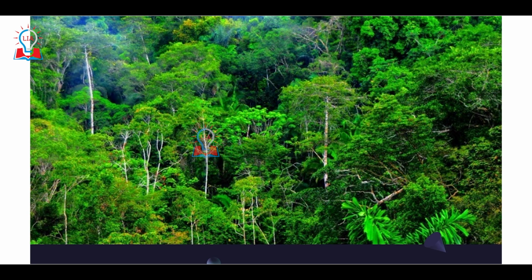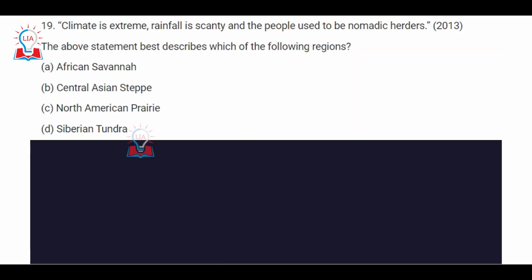You can see the entire forest canopy looks very green in nature, and you hardly will see any places where you will not find any plant or trees. The next question is related again to the climatic region, where it has been asked that the climate is extreme, rainfall is scanty, and people used to be nomadic herders.